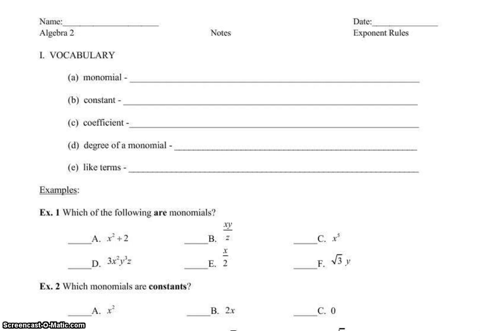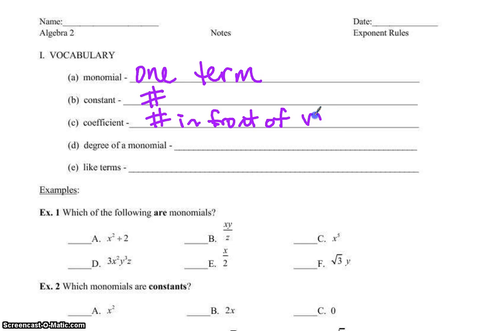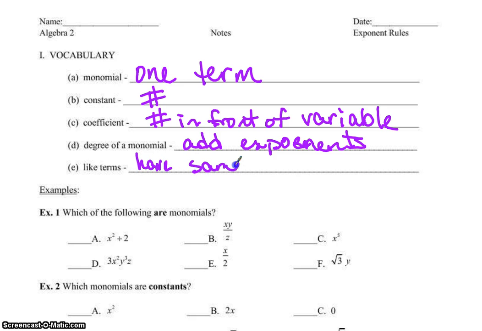Turning the page. So we know that a monomial is one term. There's no plus or minus. A constant is just a number. A coefficient is a number in front of a variable. The degree of a monomial, you add the exponents, if you can read my writing there. And like terms have the same variable and same exponents. X to the third and x to the fifth are not like terms.